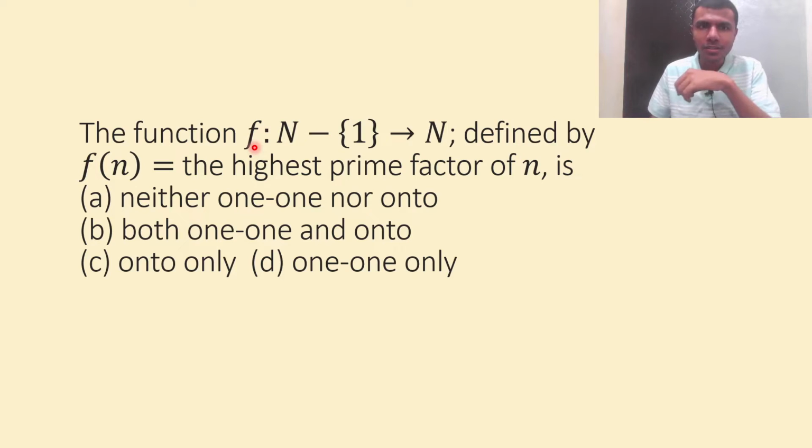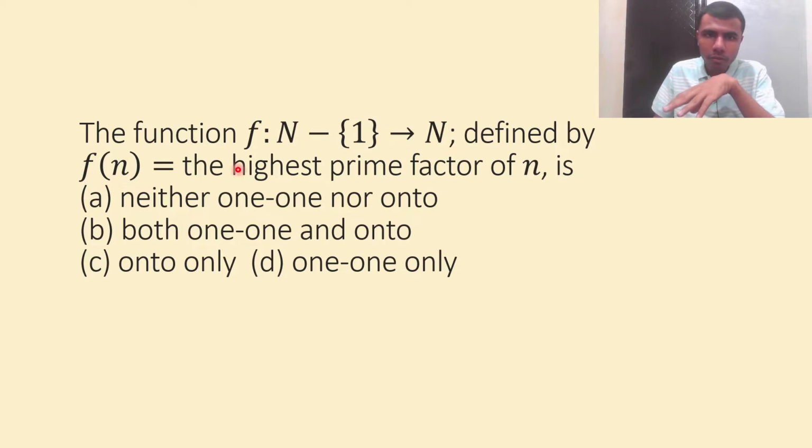Okay. See, function f maps N minus 1, that means my domain is the set of natural numbers minus 1. That means my domain is 2, 3, 4, 5, and so on it goes. Fine. And my codomain, this is my codomain. Codomain is the set of natural numbers. This is what we are given. Now using this, I have to decide whether f is one-one or onto or whatever.